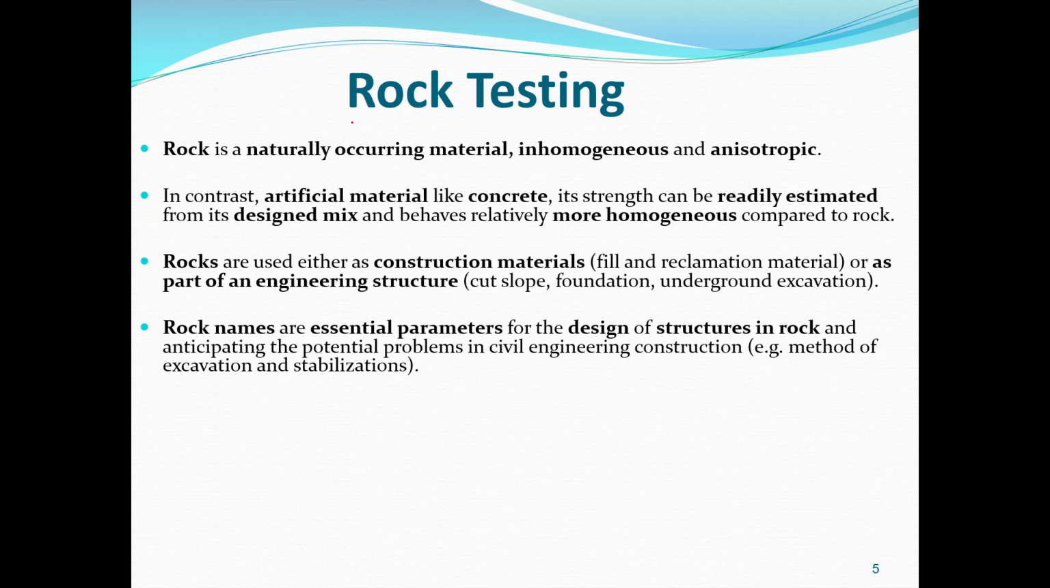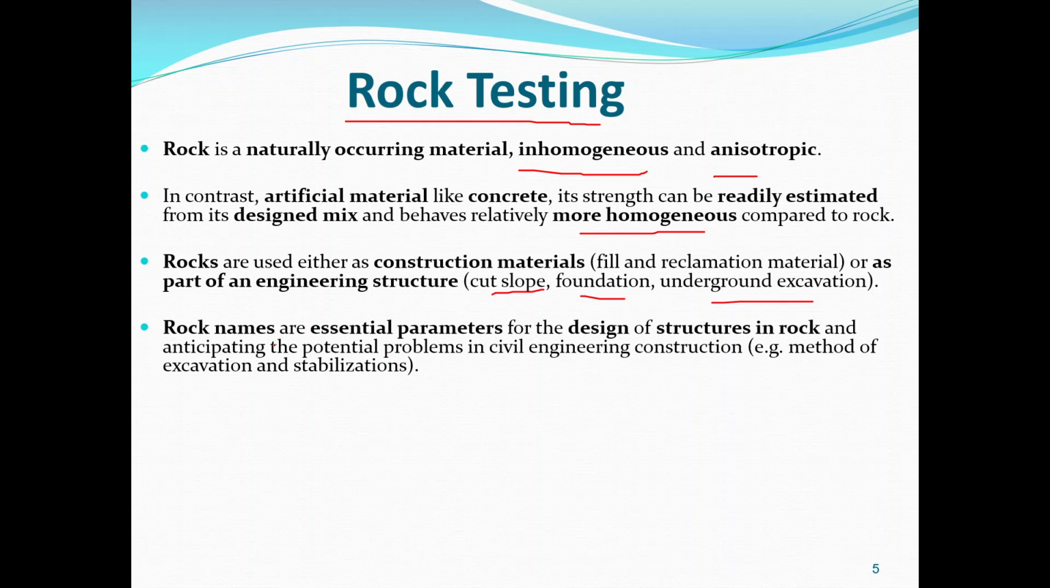So we start with rock testing. Rock is naturally occurring, so it is inhomogeneous, heterogeneous, and anisotropic. In contrast, a similar material like concrete is hard like rock, but we can design its strength based on the design mix, and it is normally more homogeneous compared to rocks. Rock is used in construction as filling or reclamation material, as shoreline defense, and as part of engineering structures such as slopes, cut slopes, foundations, or underground excavations.